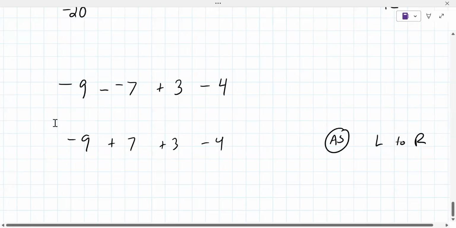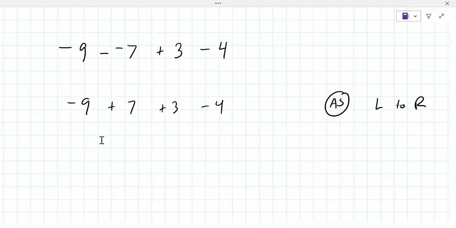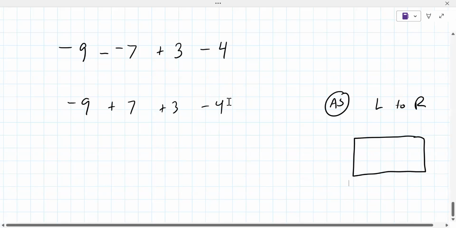Go ahead and work that out on your own and let me know what you come up with. -9 plus 7 would be -2. -2 plus 3 should be 1. 1 minus 4. Is that -4 or just 4? It's -4. So subtracting 4 would be -1. Is that your final answer?